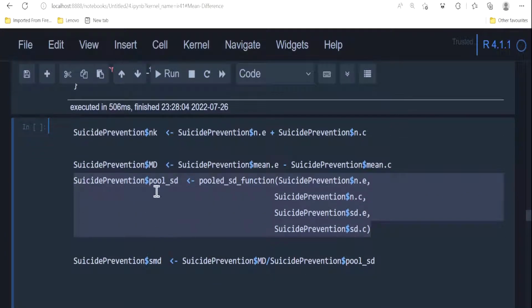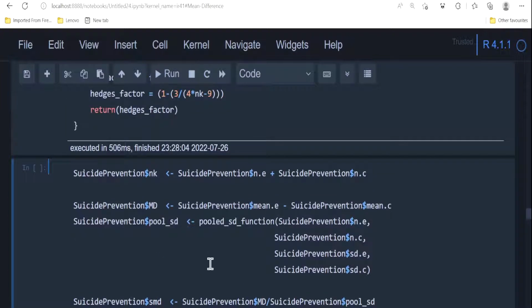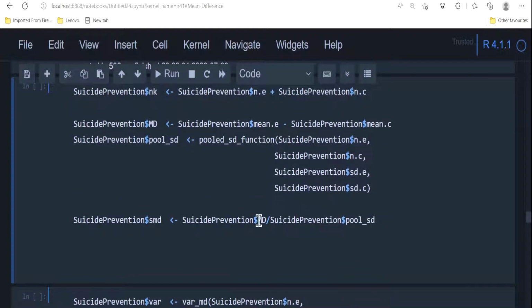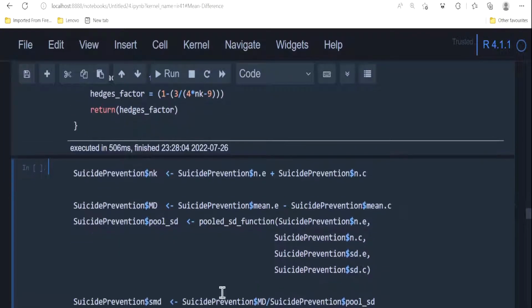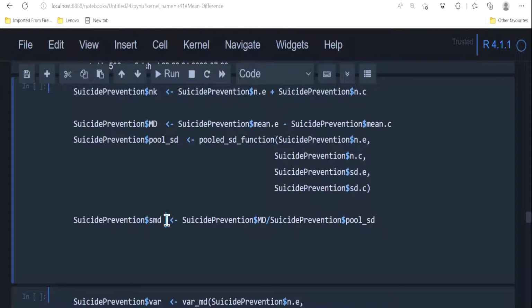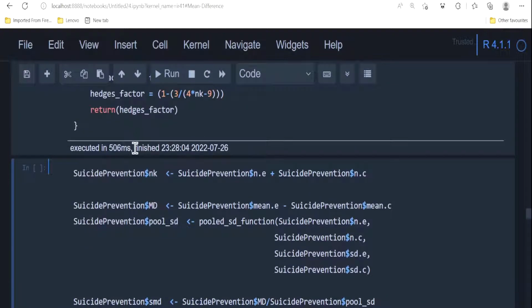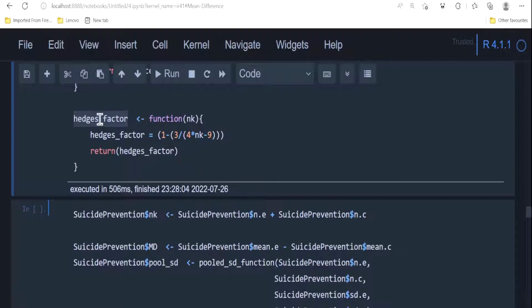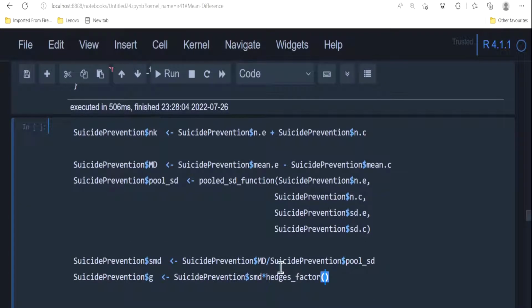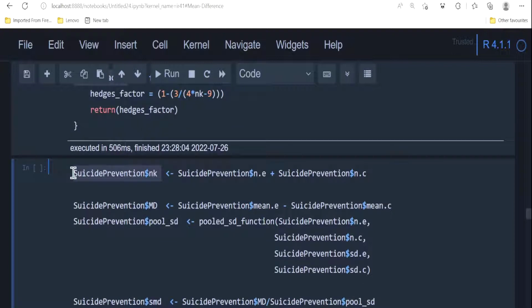Once I get the pooled standard deviation, I can create my standardized mean difference. The simplest one is calculated by the mean difference divided by the pooled standard deviation. But again, I have to use this Hedges factor. So for that, let me calculate this one here, and let me correct that standardized mean difference. Actually, let me call it Hedges' G, and that will be calculated by the standardized mean difference here times this Hedges factor, and the Hedges factor will get me NK. So I simply call my function Hedges factor here, times Hedges factor as a function, and that will give me this value here, the total sample size in a sense.